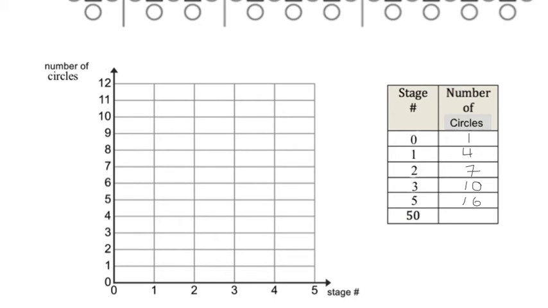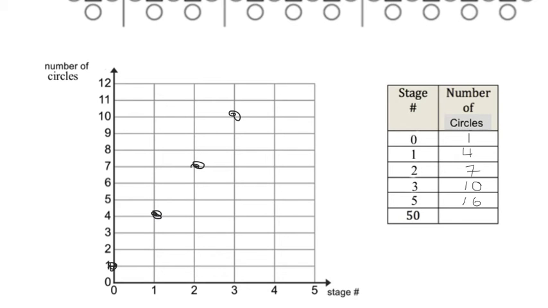So at stage 0, I have 1. Stage 1, I have 4. Stage 2, I have 7. Stage 3, I have 10. And stage 4 and 5, unfortunately, are off the bounds of my chart here. So that's not too bad. But nonetheless, you can see, hopefully, that I have 4 points here.